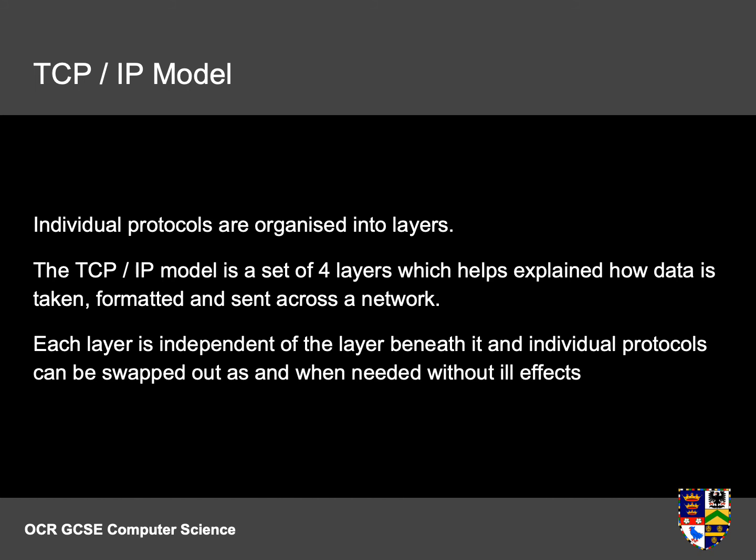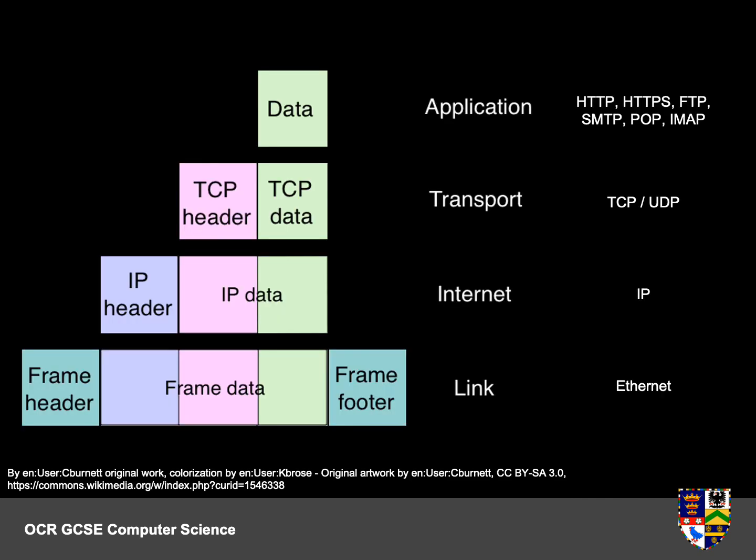So if we have a quick look at the different layers and how we would go about actually building up a packet to send on a network. In the TCP/IP model, we start off with the data that an application wants to send. It could be a web browser wanting to use the HTTP protocol to request a web page. So the data is taken from that browser and it is passed on to the next level, which is the transport layer.